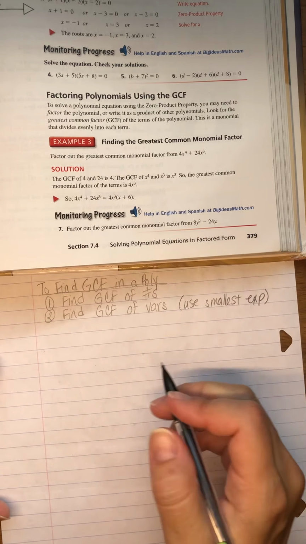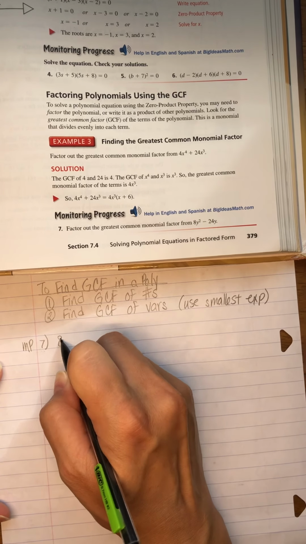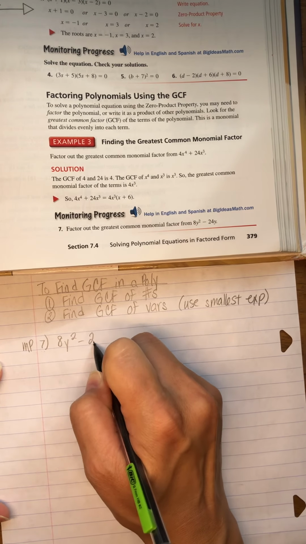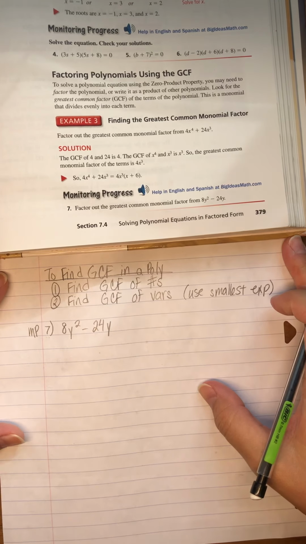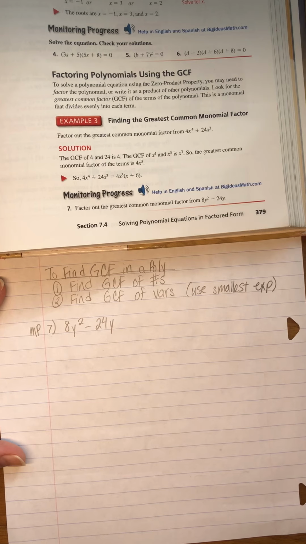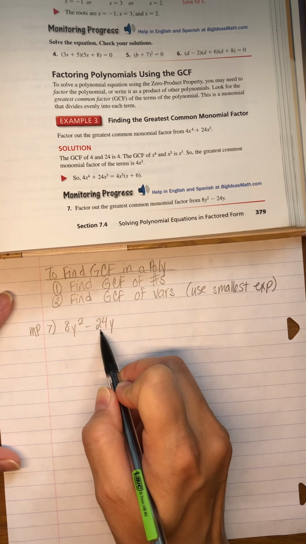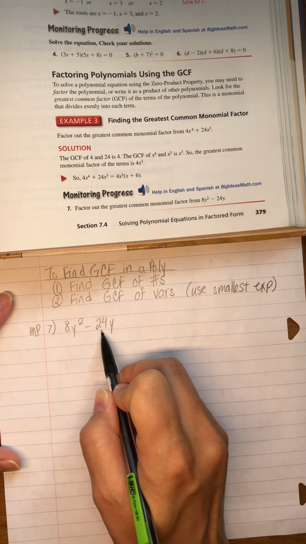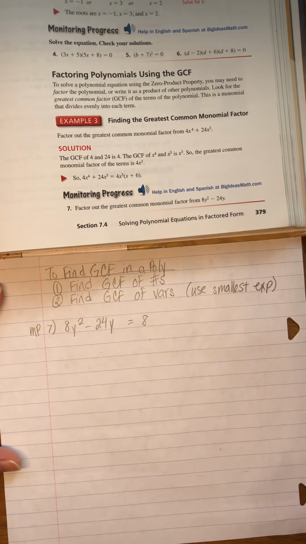Let's do one together here. We're going to look at monitoring progress number 7. I have 8y squared minus 24y. Our first step is we're going to find the GCF of the numbers. I have 8 and 24. I know that 8 goes into 8 and 8 goes into 24, so 8 would be my GCF of the numbers.